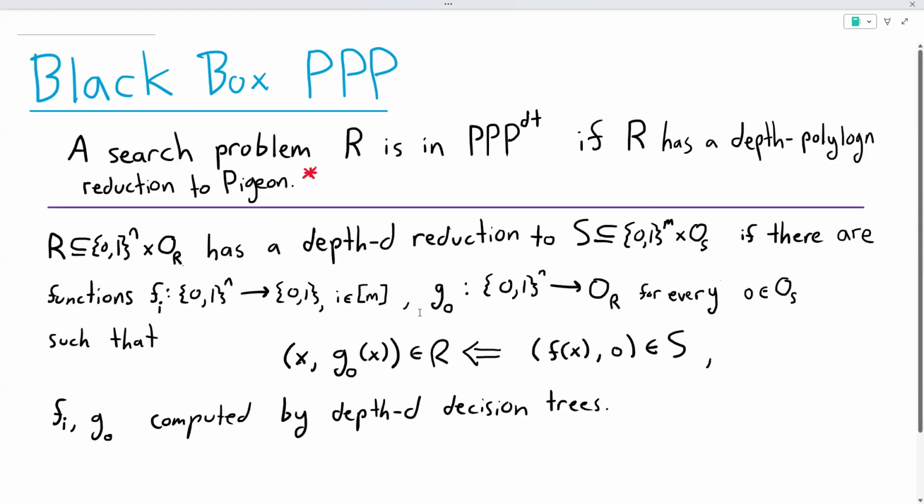Okay, so let's define a black box PPP. A search problem R is in PPP, and I'm just going to stop saying DT from now on, if R has a depth polylog n reduction to pigeon. Notice there's an asterisk there. I'll get back to that in a moment.